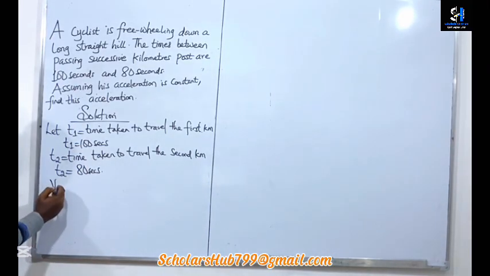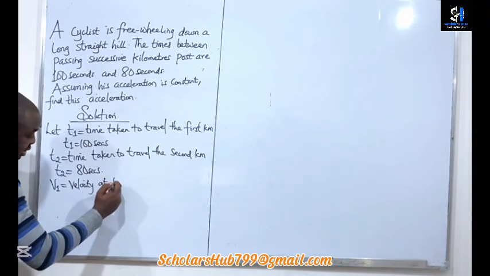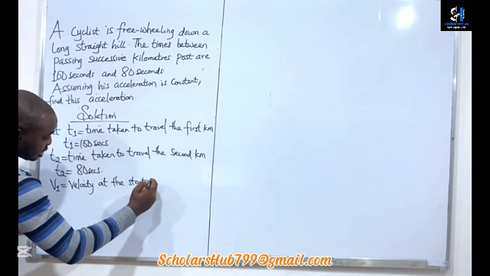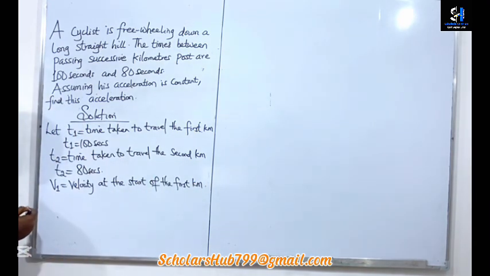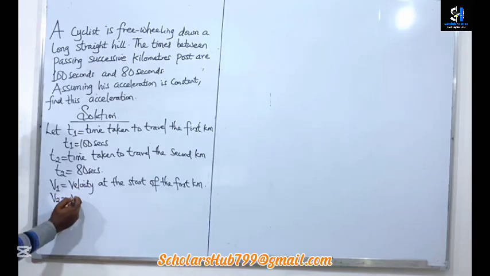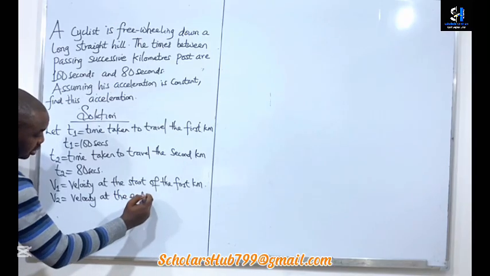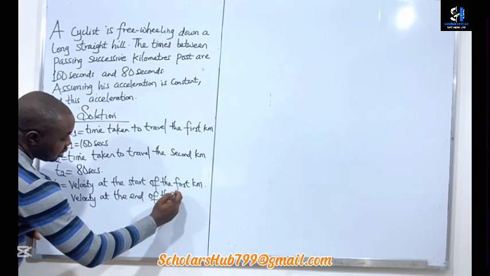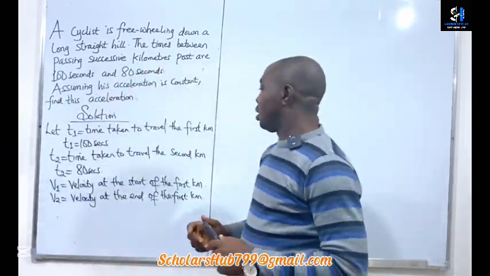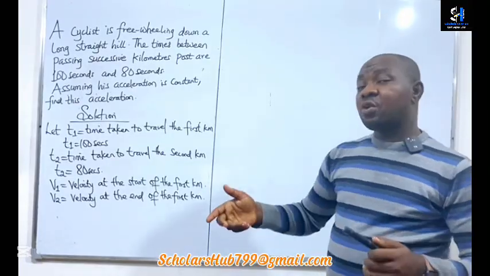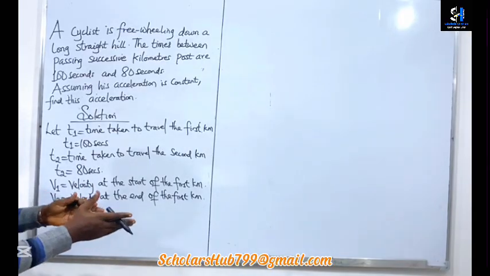So during the first and second kilometers, we also need to find the velocity. Let V1 be the velocity at the start of the first kilometer. Then V2 will be the velocity at the end of the first kilometer, which is the velocity during the second kilometer.